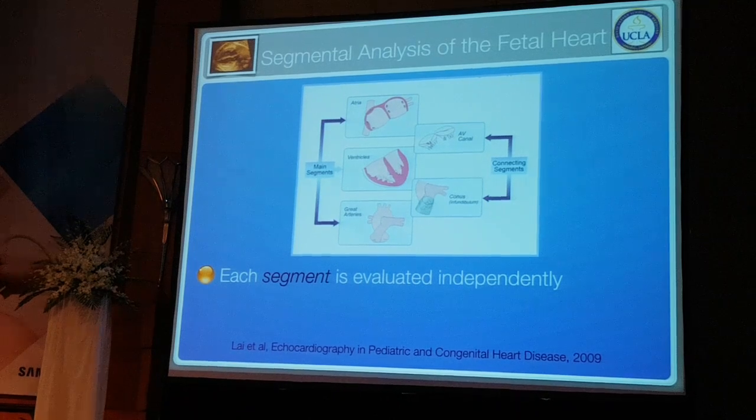So the basic idea of the segmental approach is that when you look at the heart, each segment can be evaluated independently of the others. The three main segments are the atria, the ventricles, and the great arteries. And then they're connected by the so-called AV canal, the AV valves, and the conus. There can be abnormalities of the atria, but not of the connection. There can be abnormalities of ventricles, but each segment can be evaluated independently. And this is very important.